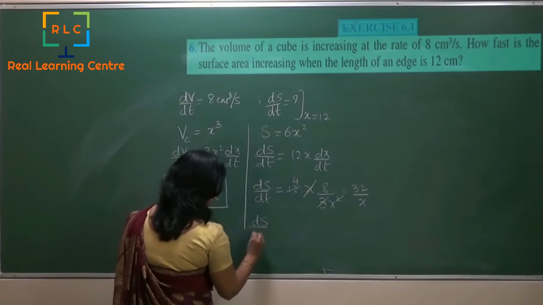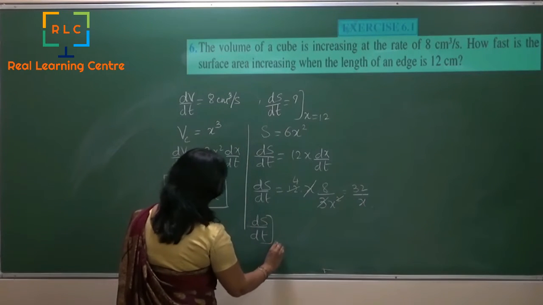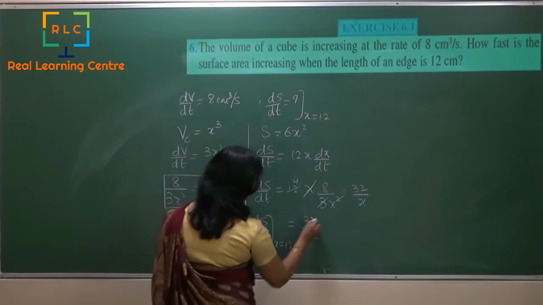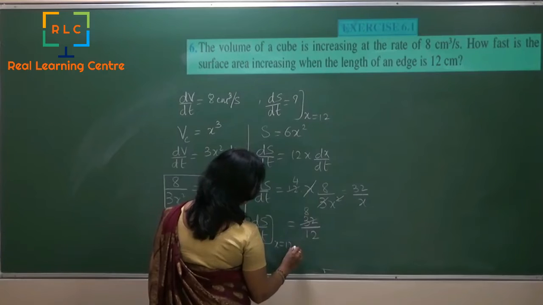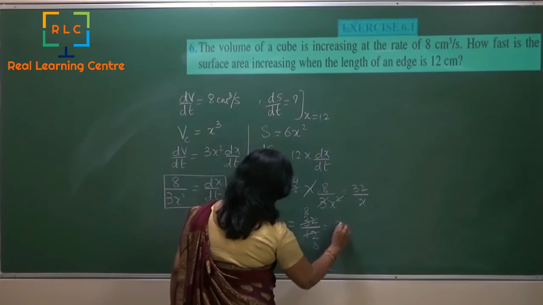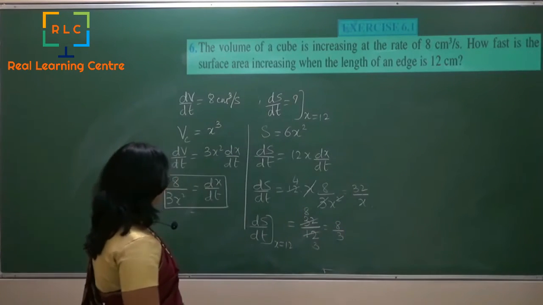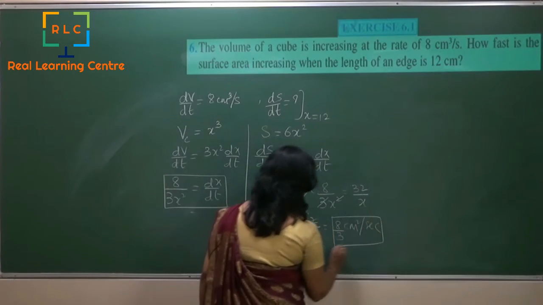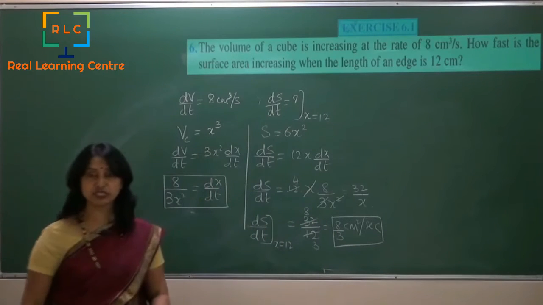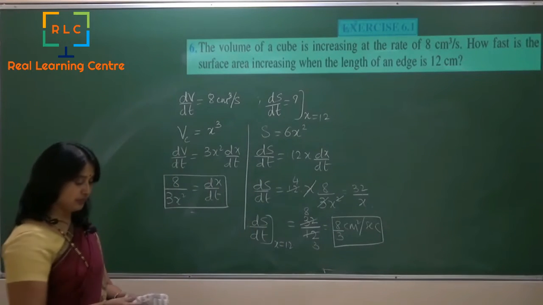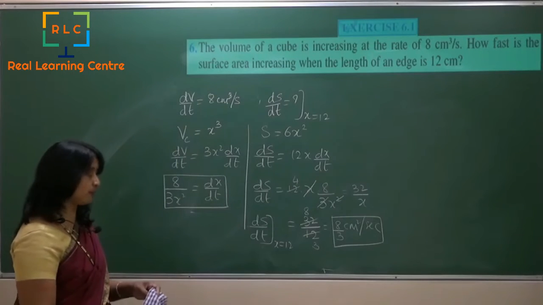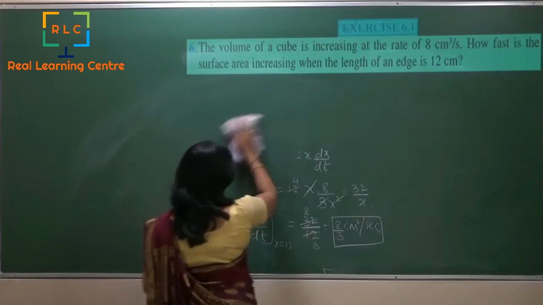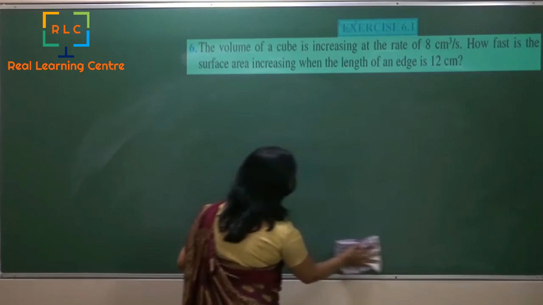So now I'll write dS by dt at x equal to 12 is equal to 32 divided by 12. So it is 4 eights are 32 and 4 threes are 12. So it is 8 by 3. We're talking about surface area, so it is centimeter square per second. And if you can declare the answer with the statement as they have given in the question, that will be fantastic. Okay, a proper ending of the problem statement. Now this was about the cube, shifting from volume to surface area. We'll go to the next problem.